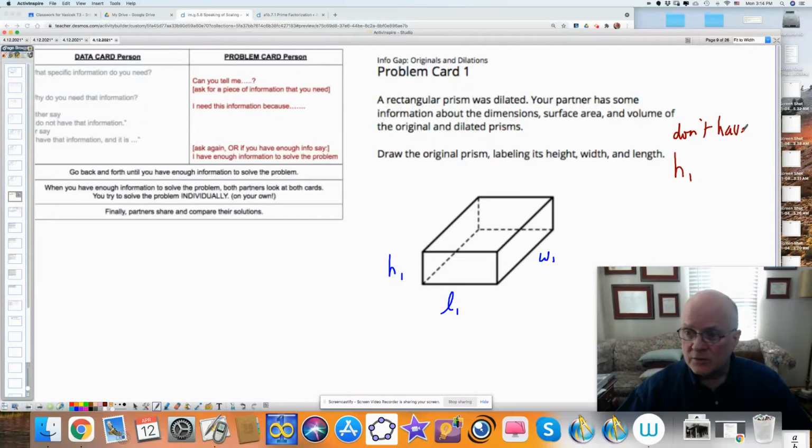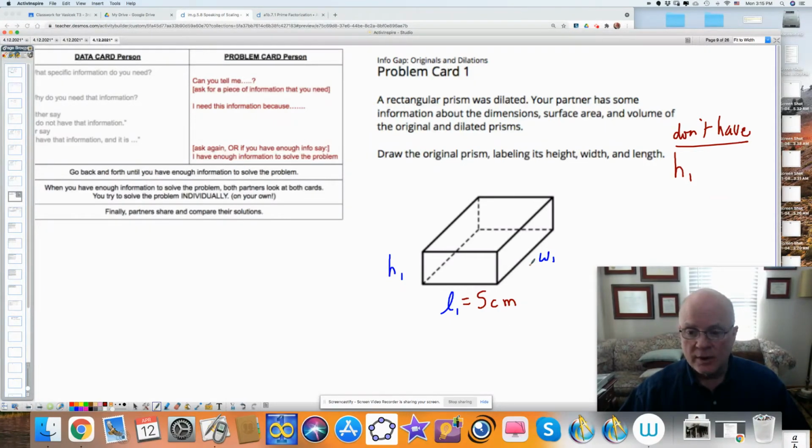And we'll make a list over to the side of things that we don't have. We don't have the H1. So the question says, what specific information do you need? Can you tell me the length 1? Why do you need the information? Well, that's one of the things I need. And I said, actually, I have that information, and it is 5 centimeters. So I'll put it on the drawing here. I need to know these other two. What specific information do you need?